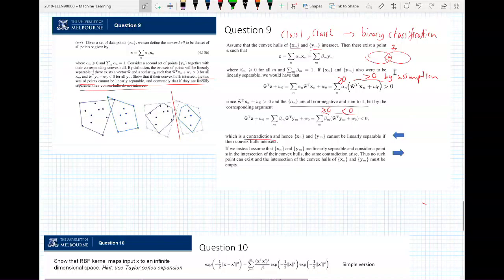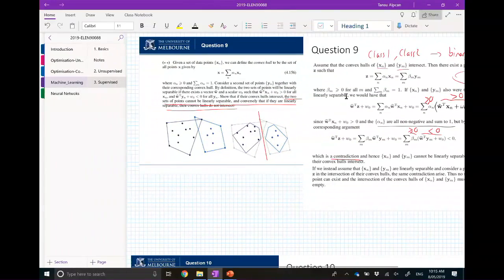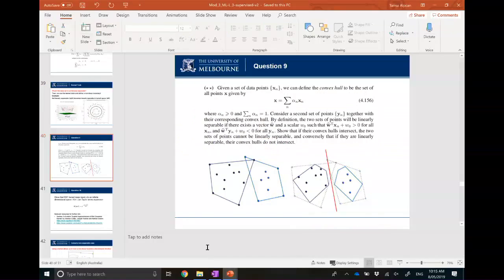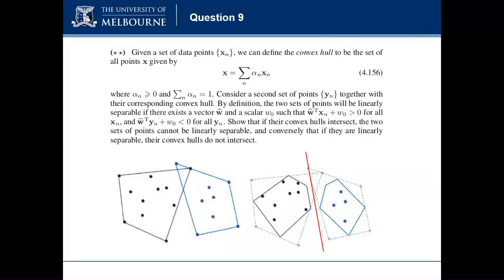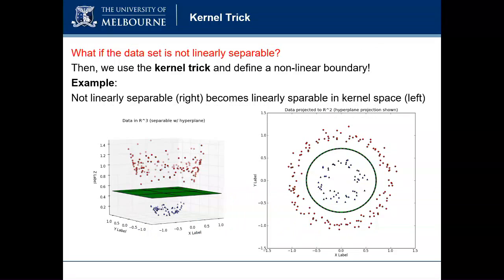Where's my mouse? Here. You map them to a space with phi of x, and then the kernel function gives me again the dot product in that space, and I deal with that through this, right? So I've got this whole story of mapping.